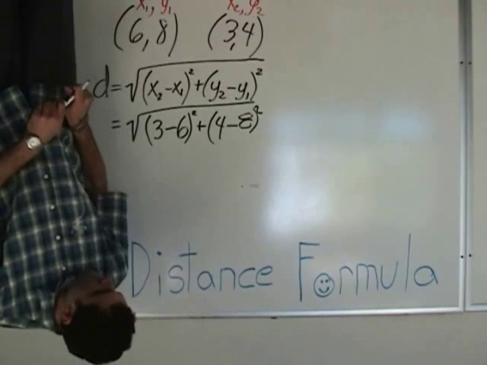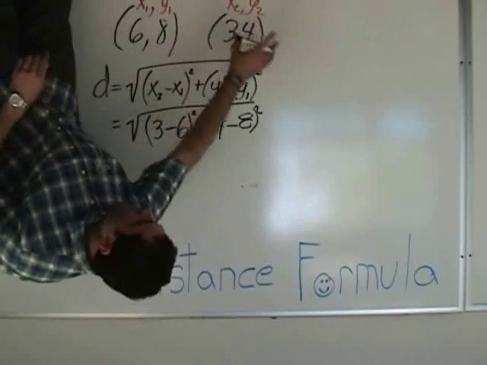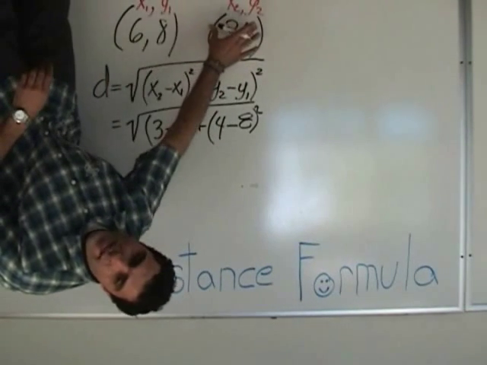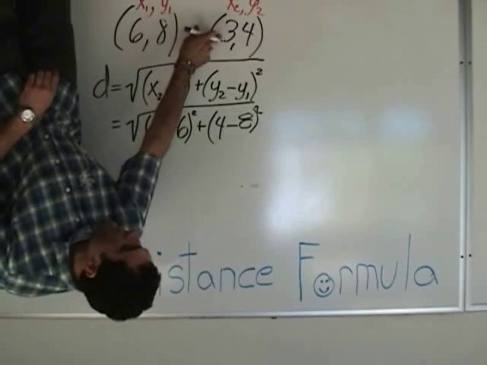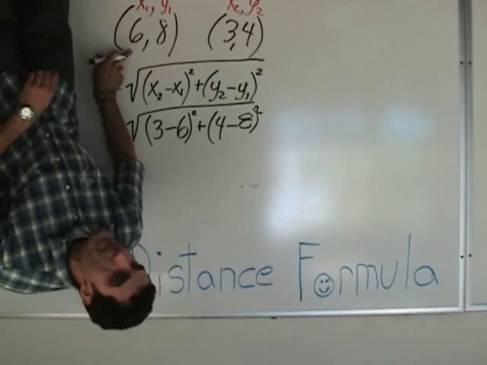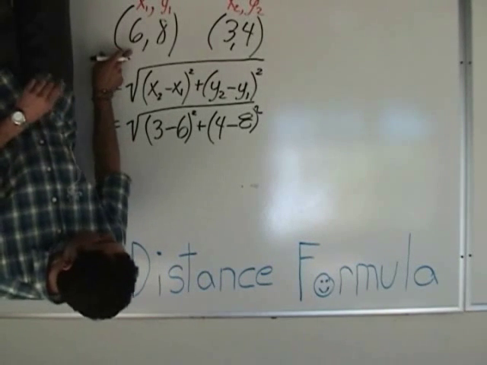Can you make like the 3 and the 4 the first one? Yes, that's a good question. It doesn't matter what you choose as your x1 or your y1. It doesn't matter at all. So this could have been x1, y1. This could have been x2, y2. It's all good. Okay? All right, so do the math right on your paper.